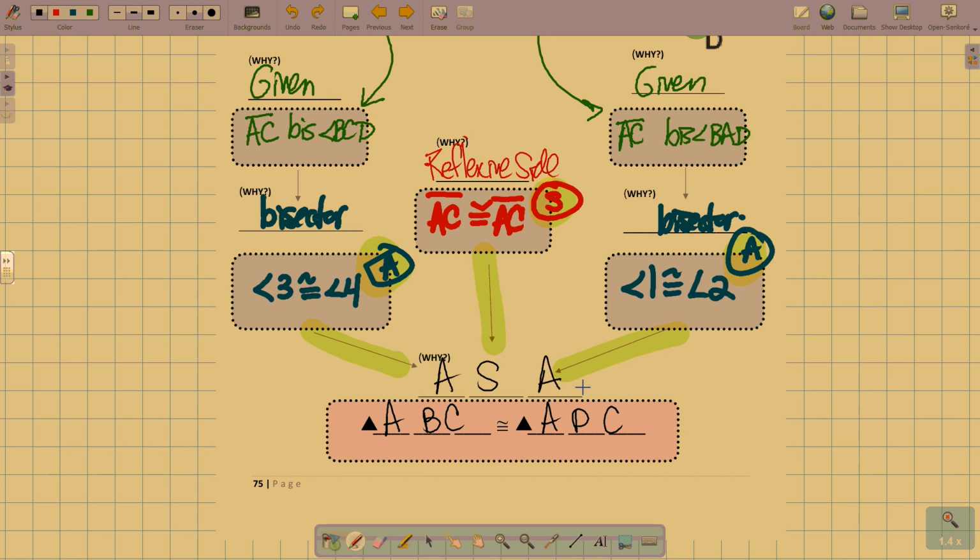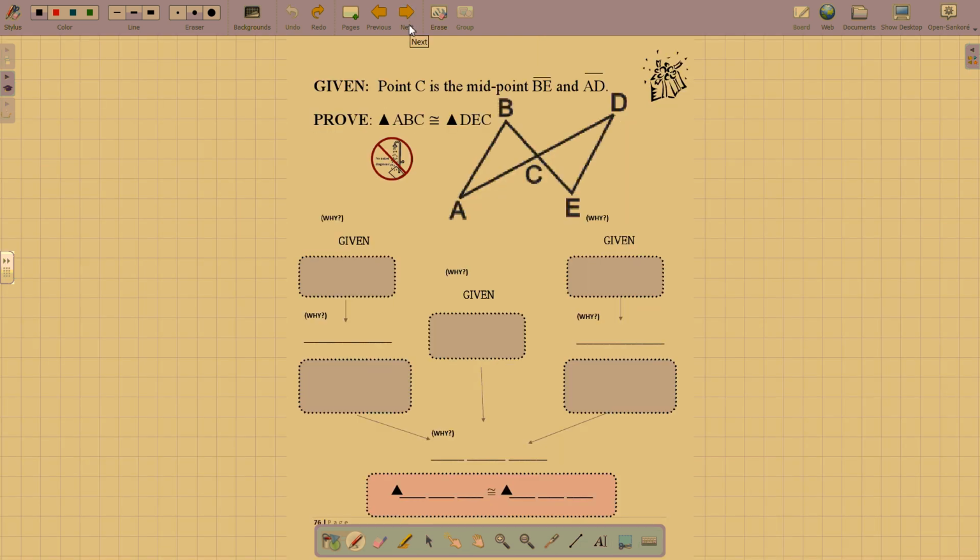So a web proof is the only one that shows how the pieces fit together. Some students will prefer this method if they have a highly developed ability to visualize pieces. Let's try one more together. We're going to use one that we did in the beginning.